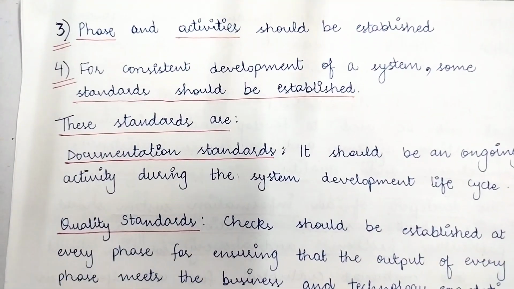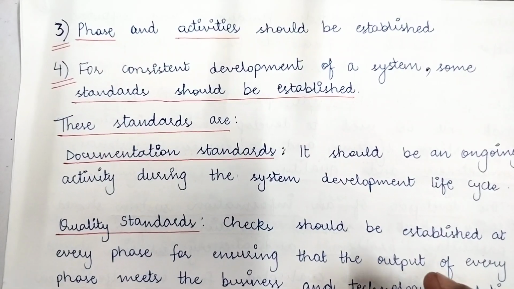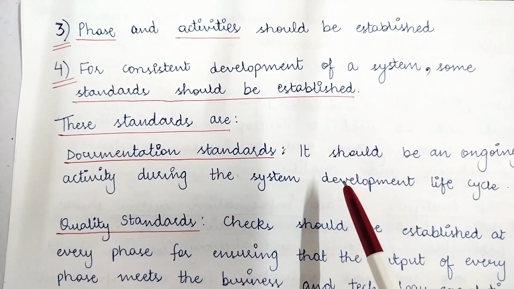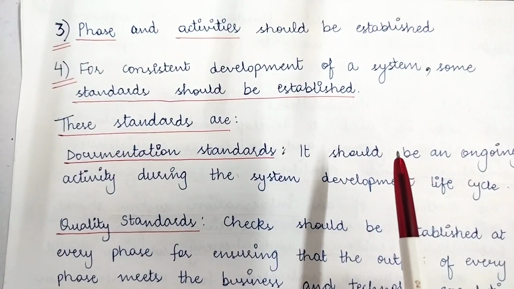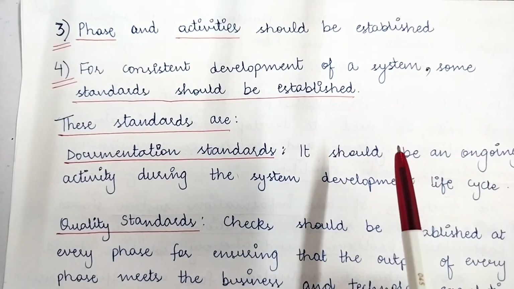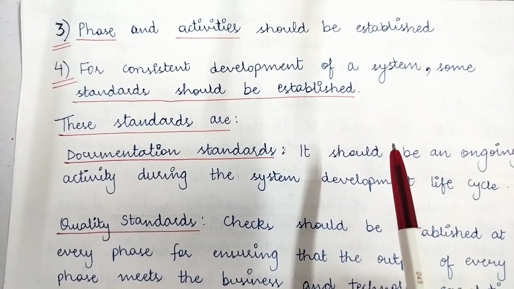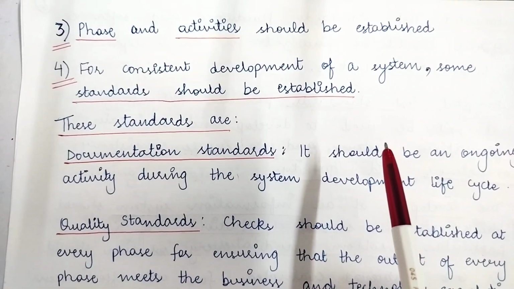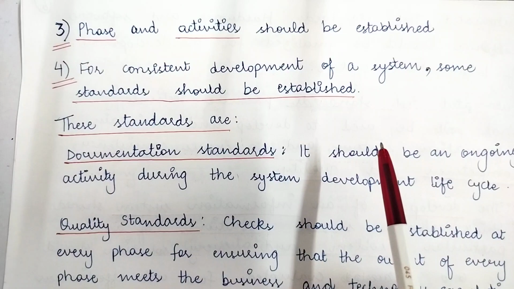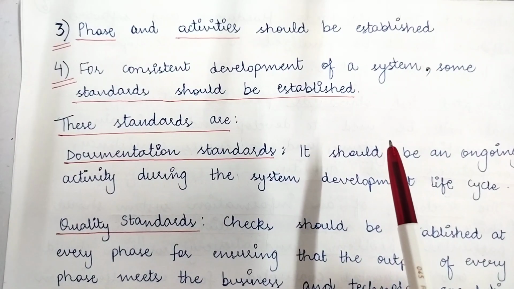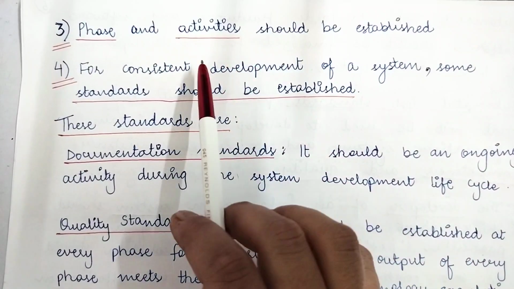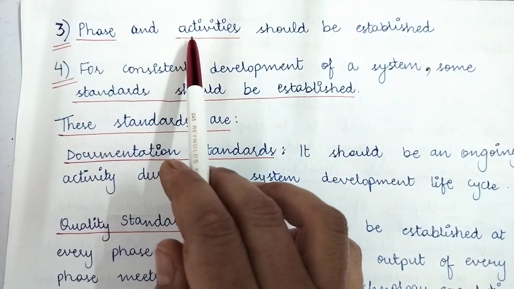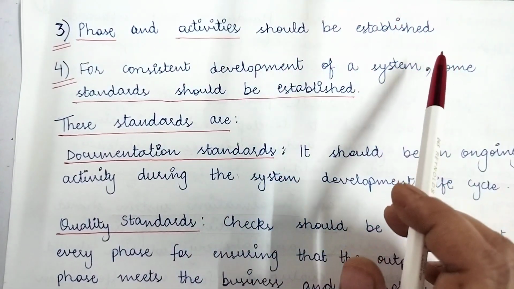The third approach, the third principle that should be followed is phases and activities should be established. Various phases and activities should be established. You should know that this is how the system will be developed. So these should be the phases for the development of the system: 4 phases, 5 phases, 6 phases. In different phases you design the system. Also, according to those phases, the activities will be established.